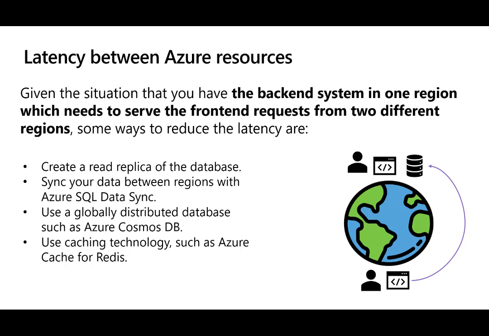A third option is to actually change the underlying technology of the database. You can use, for example, a globally distributed database such as Azure Cosmos DB. This database will allow both reads and writes to occur regardless of location, but it might require changes to the way your application stores and references the data. And last but not least, you can also use caching technology such as Azure Cache for Redis to minimize high-latency calls to a remote database for frequently accessed data.